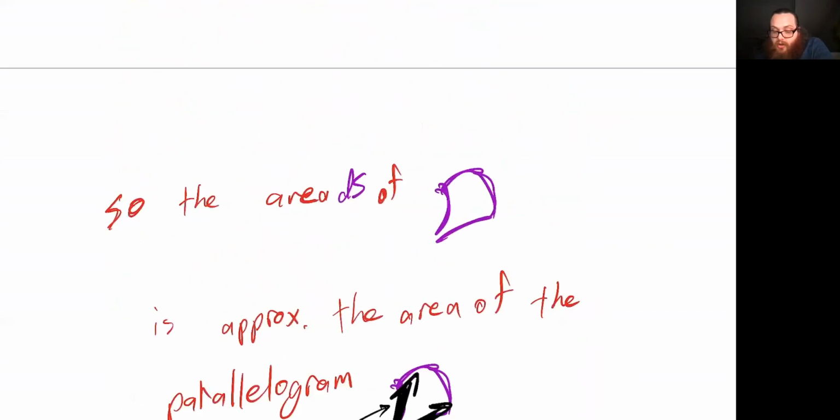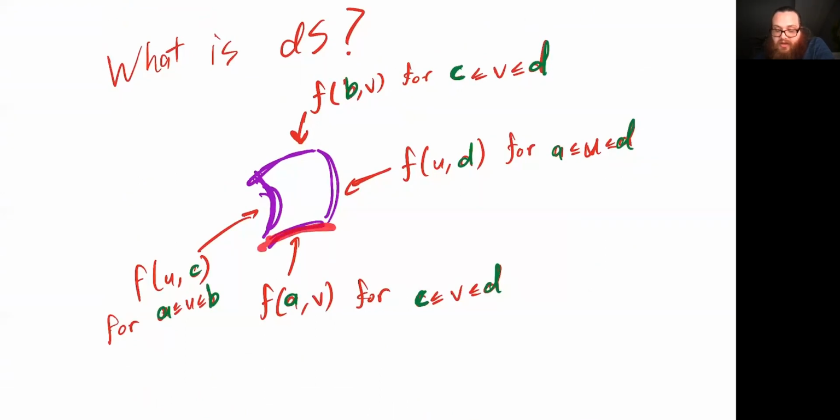Okay. So if this distance is small enough and this distance is small enough, we'd expect that this curved piece right here and this curved piece right here are going to be approximately straight lines. I've exaggerated the vectors, but this is going to be approximately straight, and this is going to be approximately straight. And so the area of this whole thing is going to be approximately the area of this parallelogram. Okay. So the question is, how do we compute this parallelogram?